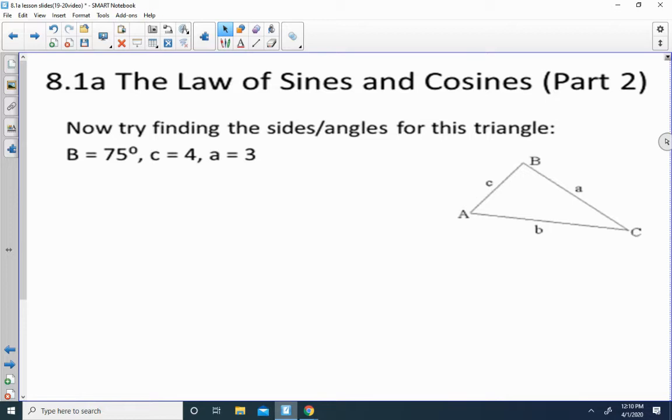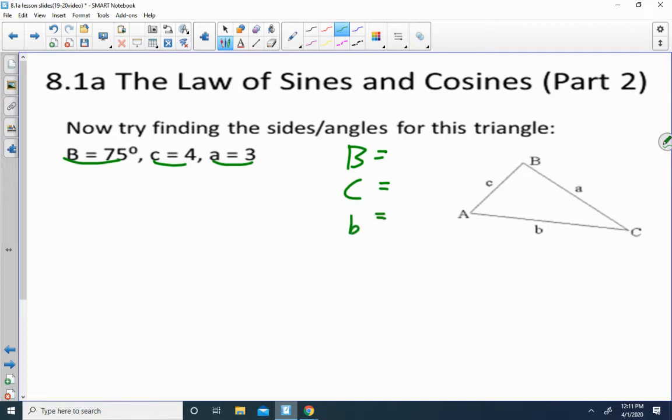So let's begin. So let's say I give you this triangle and you're given the angle B along with little c and little a. So that tells me we need to find big A, we need to find big C, and also we're going to need to find little b.